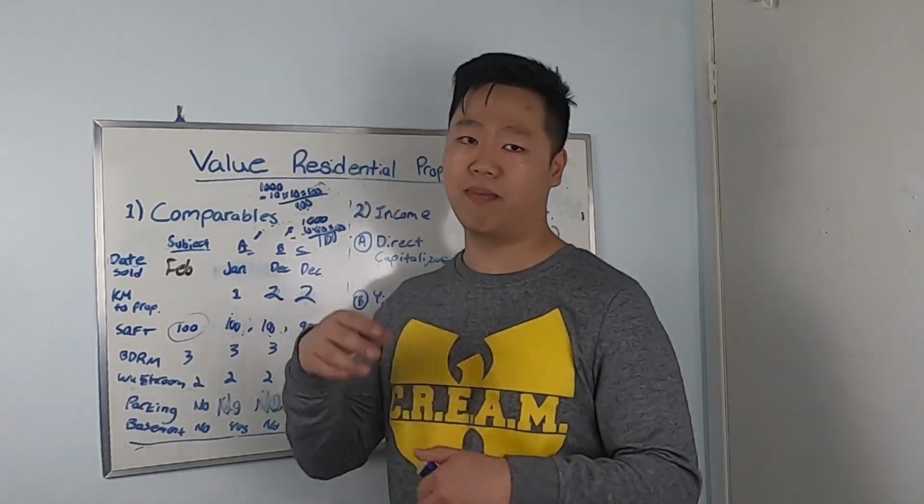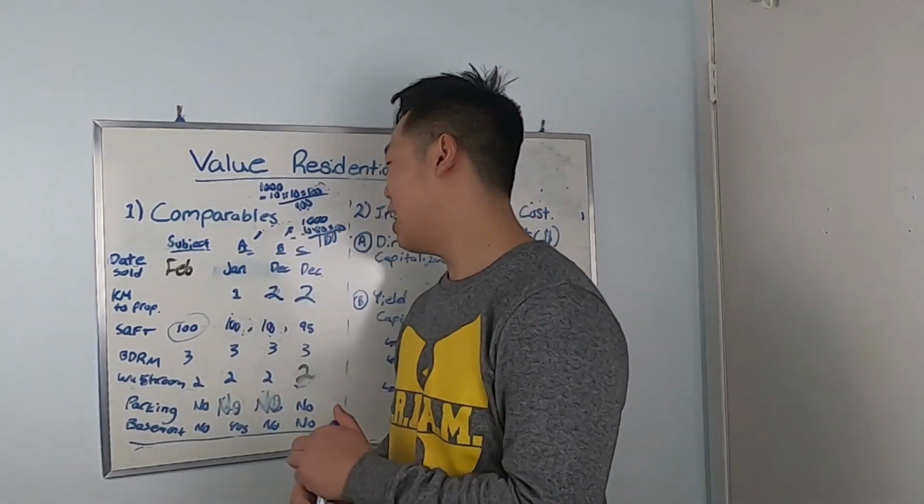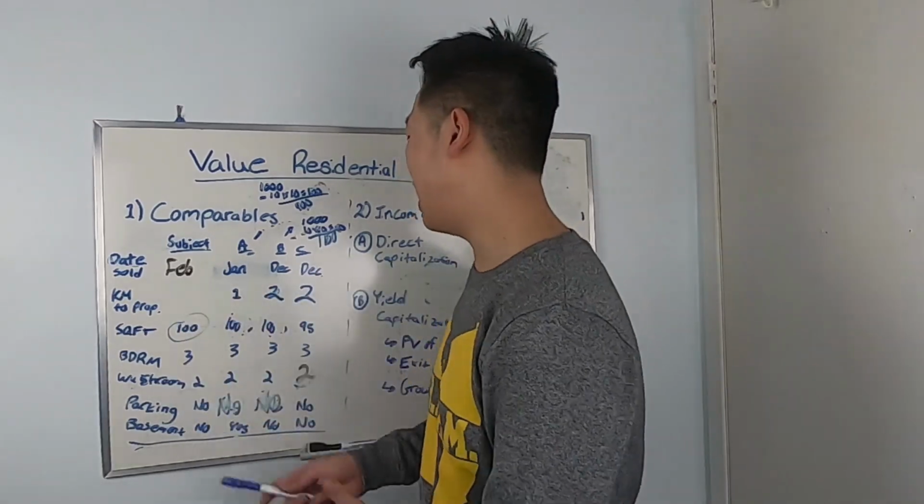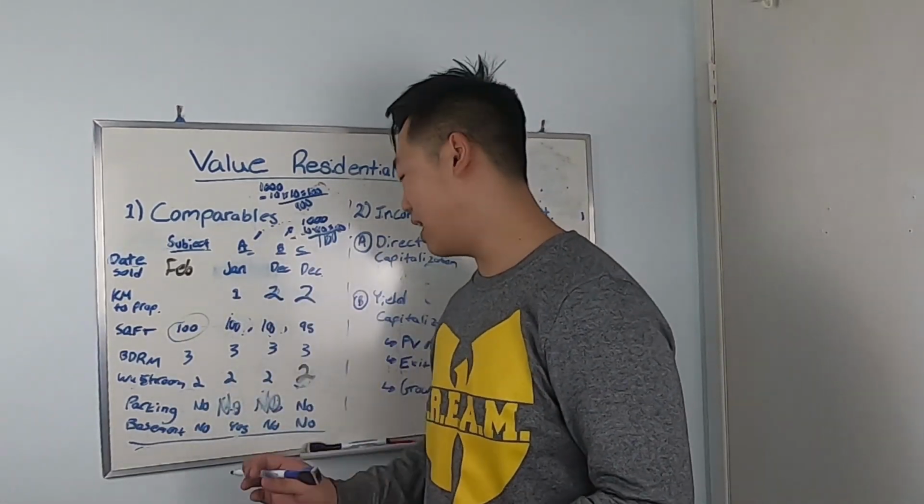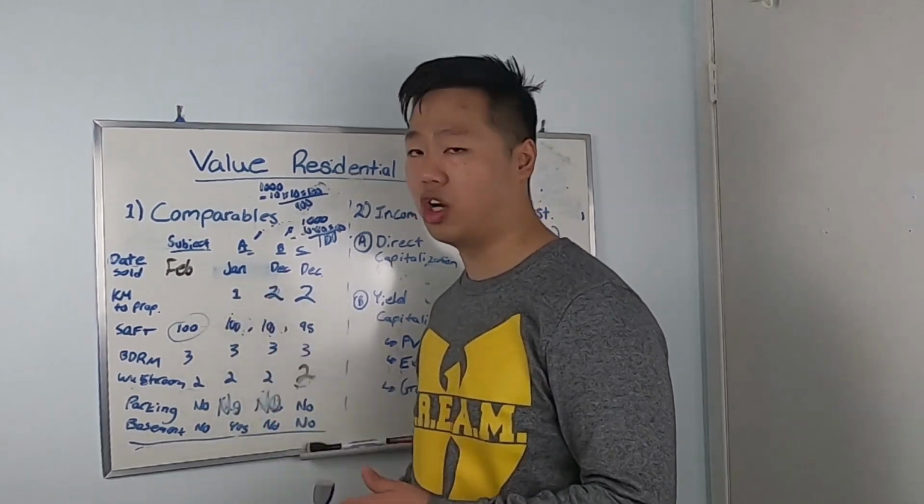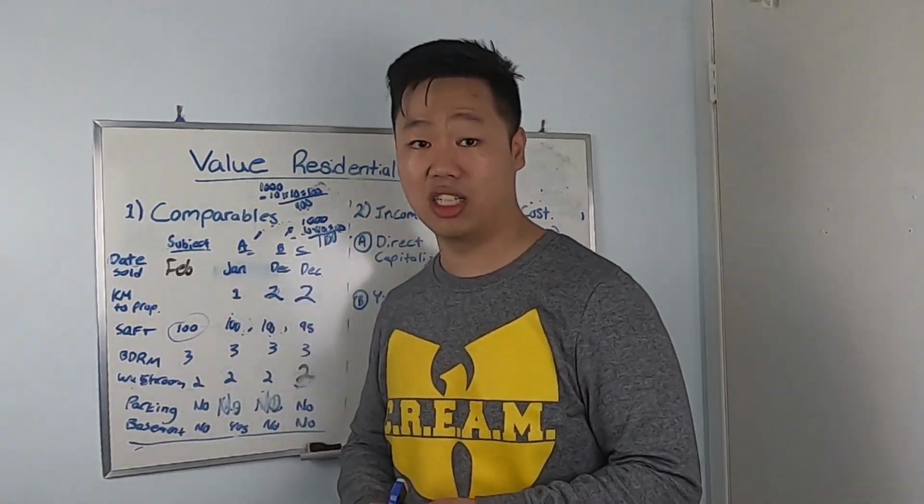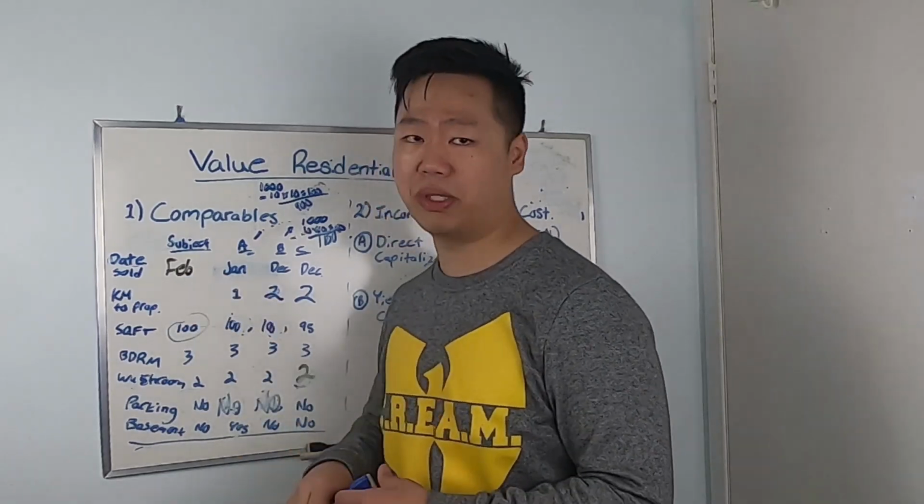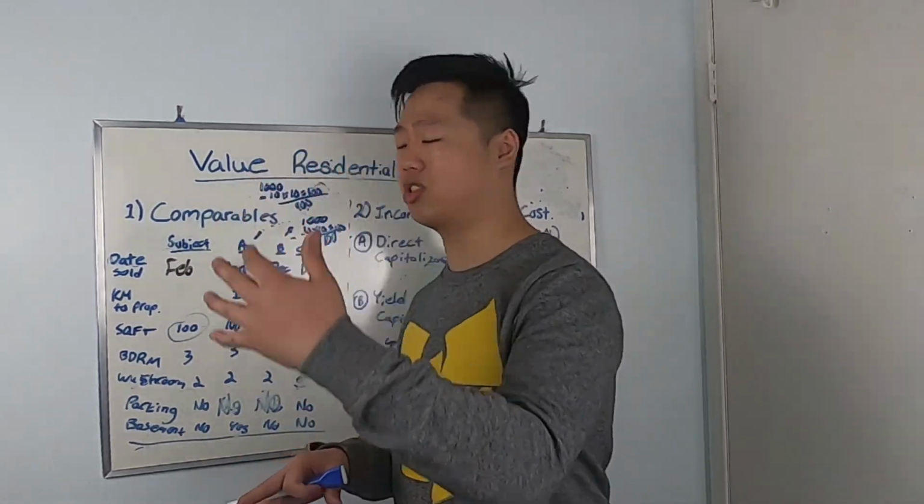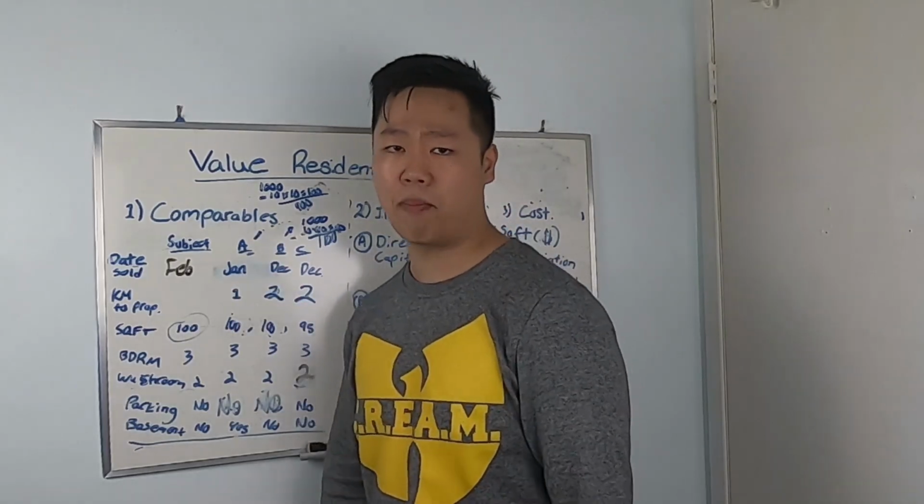So they'll do some gymnastics with their math, and they will basically adjust all of the values of A, B, and C, and then come up, let's say with A is worth $100, B is worth $100, and C is worth $110. The subject value will be within the range of $100 to $110. That's essentially the comparables approach.